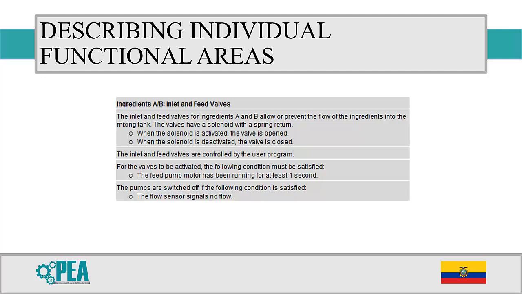The feed pump motors have been running for at least 1 second. Again, these are conditions that we can see as prohibitions on when the motor cannot be turned on. And the pumps are switched off when the following condition is satisfied: the flow sensor signals no flow. Again, this condition is equivalent to a reset button, the button with which we turn off the action of our valve.